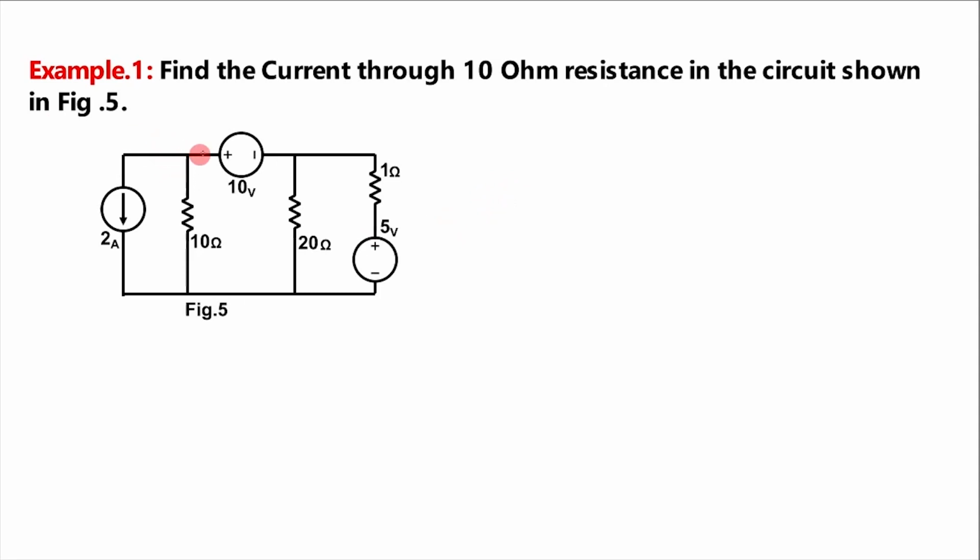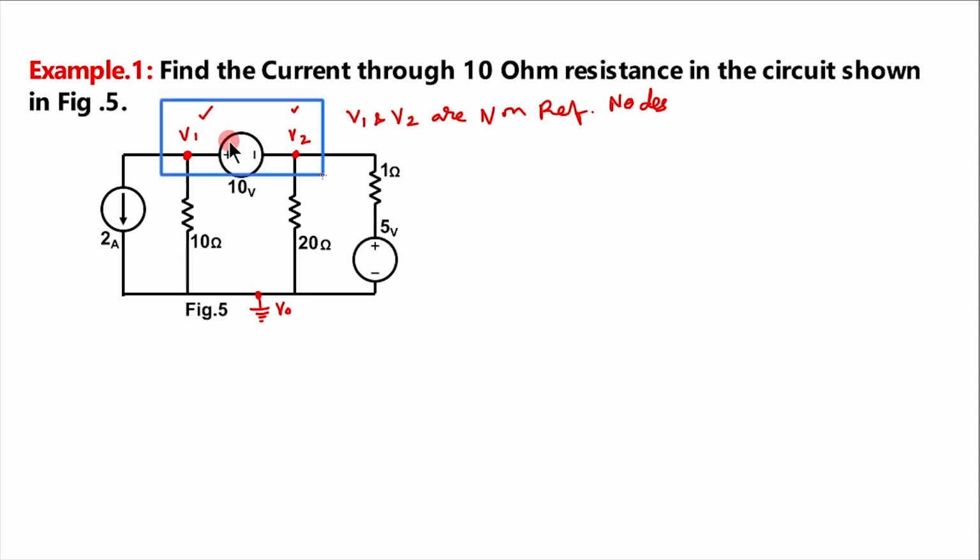See, here three branches are meeting, so one node is coming here, another one is coming here, while here 1, 2, 3, 4 branches are meeting, and we can mark one node here. Let us take this node as the reference node V0, while this is a non-reference node V1, and this is another non-reference node V2. So V1 and V2 are non-reference nodes. As between these two non-reference nodes one voltage source is there, this forms a super node.